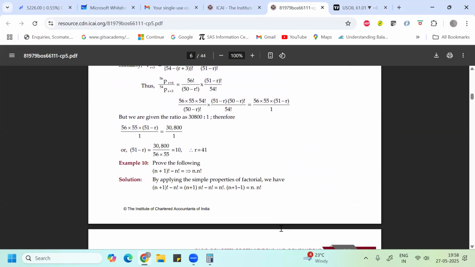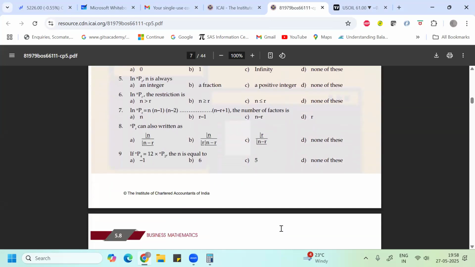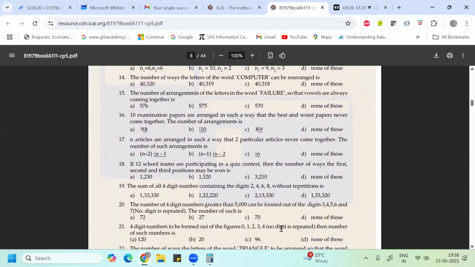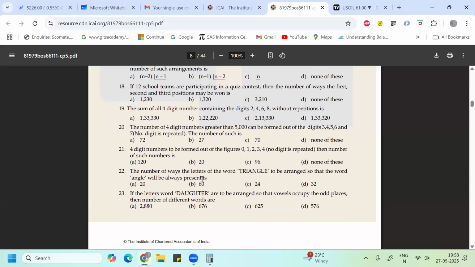Similarly, there's one question in the exercise. Here in the exercise, there's one question, question number 19. You can try this, and I think the answer is option D.